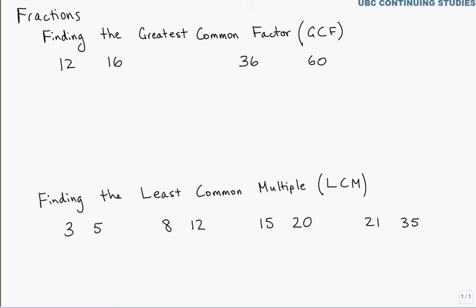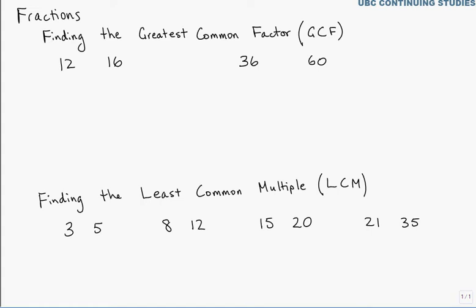There are a couple of skills that really need to be mastered before we go any further with fractions, and those two skills are finding the greatest common factor and finding the least common multiple. So a factor is another name for a divisor, and one way to find the greatest common factor is simply to list all the factors.